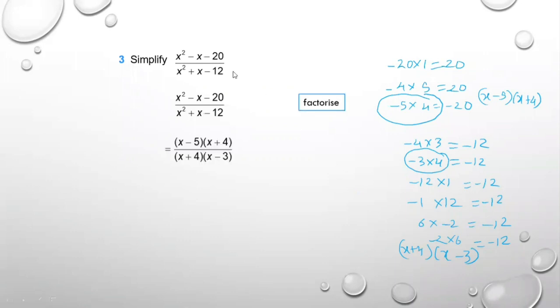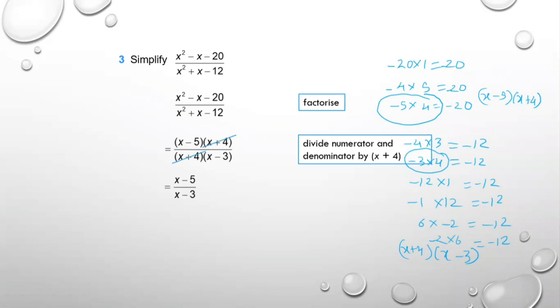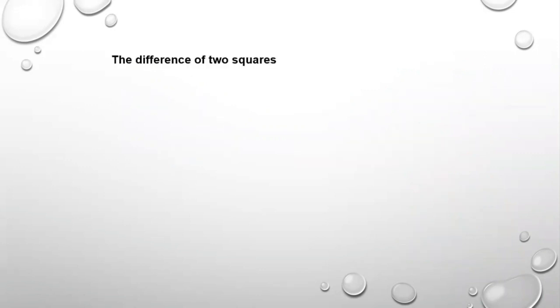So the factors of the numerator x square minus x minus 20 we get as x minus 5 and x plus 4. Denominator we get as x plus 4 into x minus 3. Simplify here, both the numerator and denominator can be divided by x plus 4. On dividing that, what we get is x minus 5 upon x minus 3.